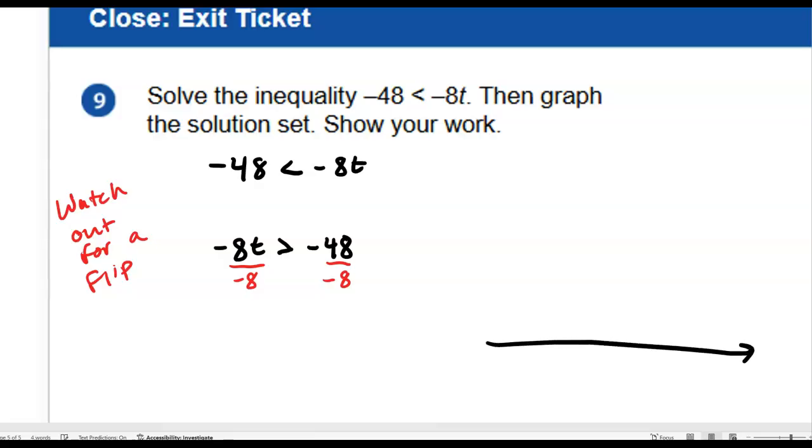So when you graph, put a 0 here, and whatever your solution is, think about whether it includes the solution or not. Remember, less than or equal to and greater than or equal to give you closed circles. Then the arrow points in the direction that the inequality sign points. Greater than or less than give you open circles, and then the arrow points in the direction the inequality sign points. Make sure you ask for your exit ticket.